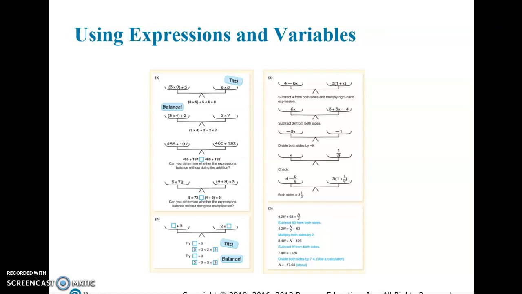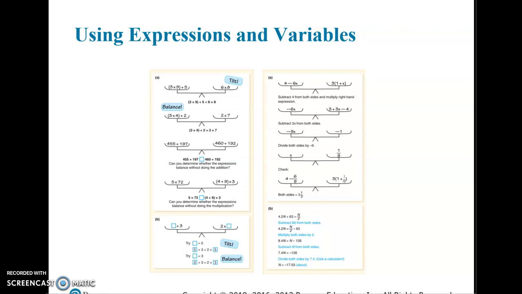On the right side, in A, we have expressions, again, with variables. 4 minus 6x, and then we have 3 parentheses 1 plus x. So here we're going to move the plus 4 over, and we distributed the 3 to the 3x, the 3 to the 1, the 3 to the x. So now we have negative 6 minus 3 plus 3x minus 4.